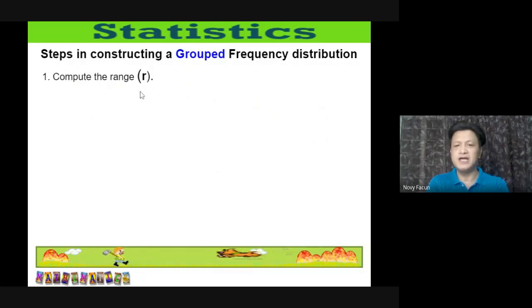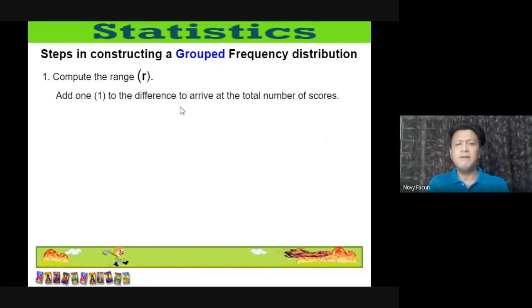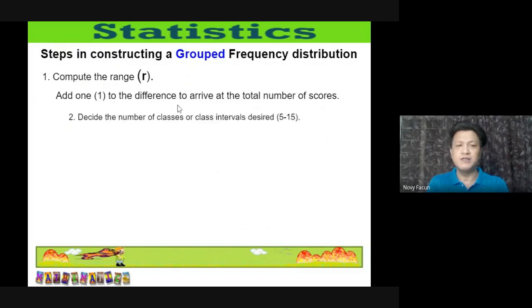Pag sinabi nga natin range, difference between highest and lowest score. Okay. So, kapag nakuha natin yung range na yon, add 1 to the difference to arrive at the total number of score. Mag-add lang tayo. And then proceed to step 2.